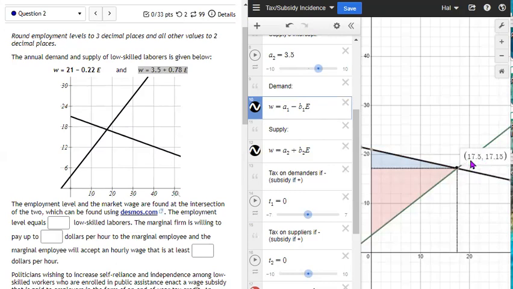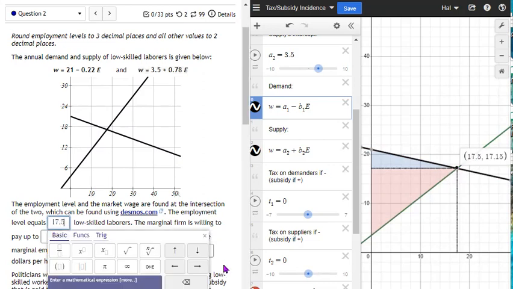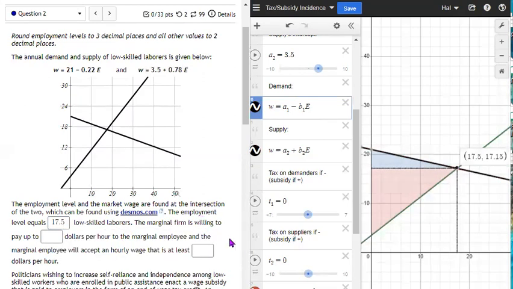So if the employment level is in terms of thousands or millions, right? Say it's in terms of millions, it's a large economy. This would be 17.5 million, right? And then this over here would be $17.15 per hour. So this is in dollars per hour. And this would be perhaps in millions, right? Millions of people, right? So the employment level is that first number, 17.5. And again, it could be 17.5 million, right? There's a lot of low-skilled workers in the United States economy, right?